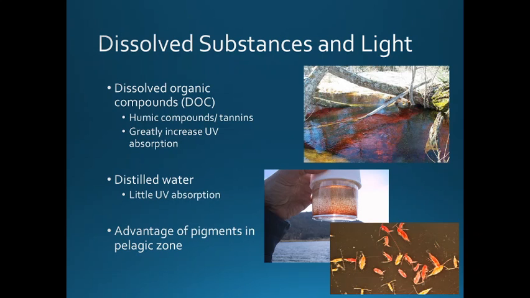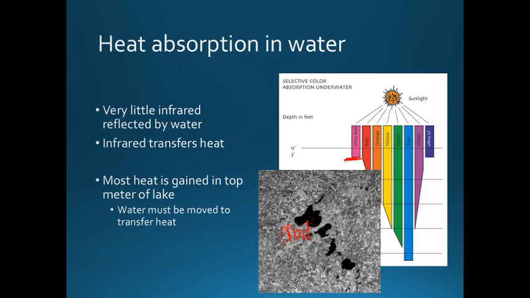When you dissolve things in water, it can really change how light interacts with that water. So dissolved organic compounds, basically any organic material in the water, including humic acid and tannins, the things you get from that tea-colored water in northern Wisconsin next to pine forests, will really allow for absorption of, in particular, UV light. So go back to here, and what we see is UV light is pretty much all gone within that first meter.